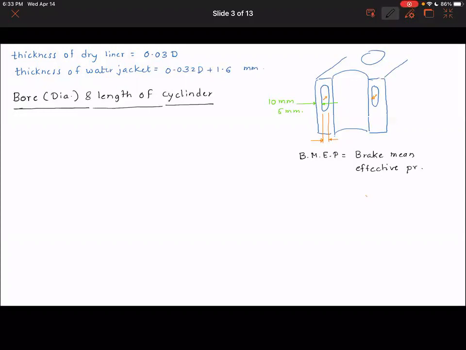Let me ask you this question. Have you seen this concept before in thermodynamics? Brake mean effective pressure. You can give me a thumbs up or thumbs down, or put your comments in the chat window. Have you seen or studied brake mean effective pressure? No, okay, so good. So what is this brake mean effective pressure?